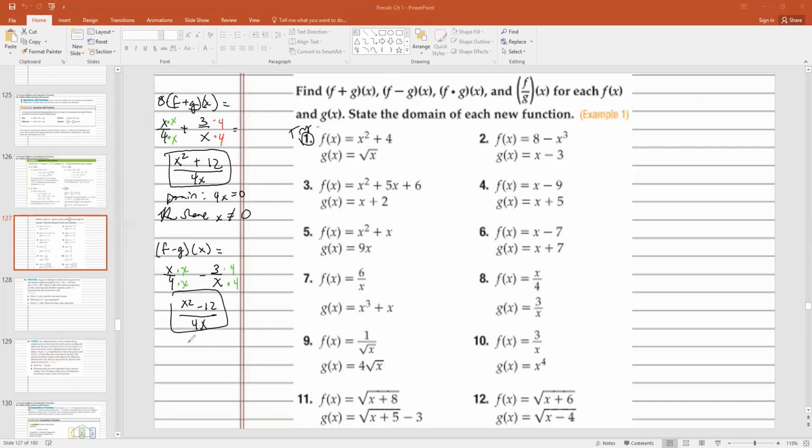So here, same thing, the domain. You want to do 4x equals 0, so you get x can't equal 0, so all real numbers where x doesn't equal 0. If you want to write negative infinity to 0, then union 0, comma, positive infinity, that's also okay.